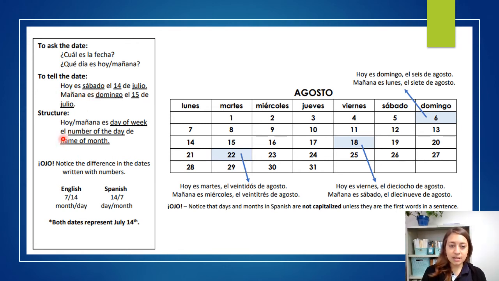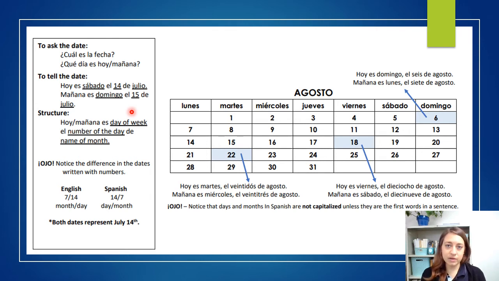And then el, always say el before the number of the day. So if it is Monday the 3rd, hoy es lunes el 3. And in this example, Saturday the 14th, hoy es sábado el 14. And then to say the month, it's de plus the name of the month. So let's do this example. If it's July 14th on a Saturday, hoy es sábado el 14 de julio.